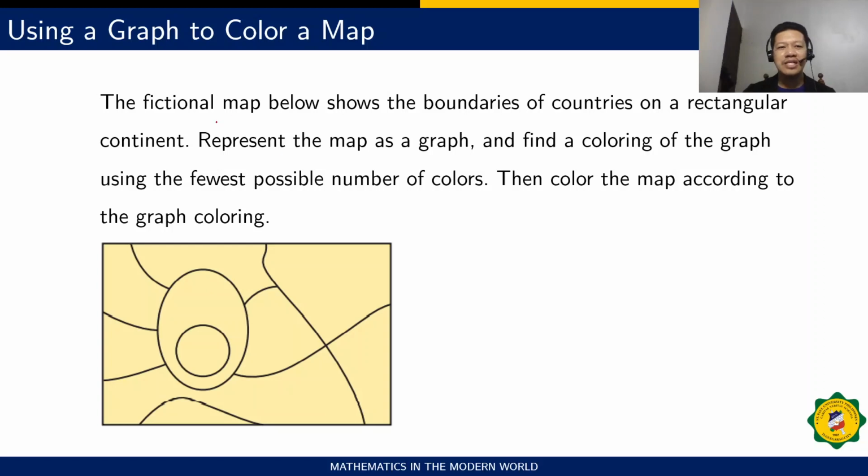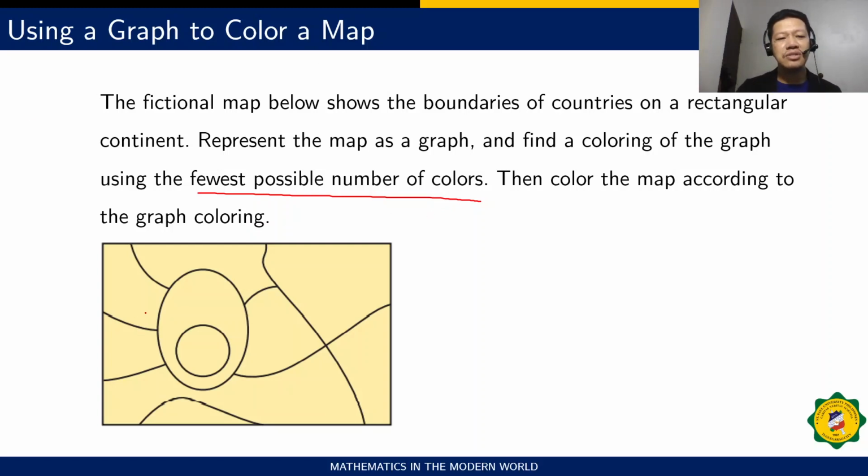Okay, so the graph should be planar. So it says here, the fictional map below shows the boundaries of countries and a rectangular continent. Represent the map as a graph and find a coloring of the graph using the fewest possible number of colors. Okay, as I said, it may be 4, it may be 3, or maybe just 2. You just need 2 different colors. Then color them according to the graph coloring.